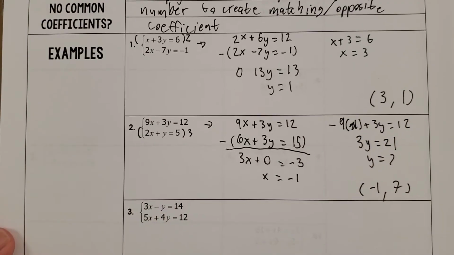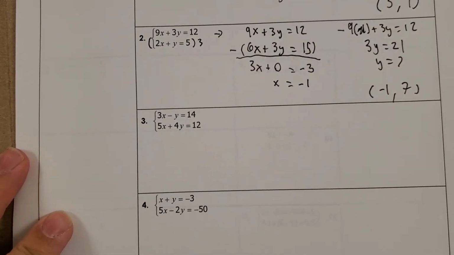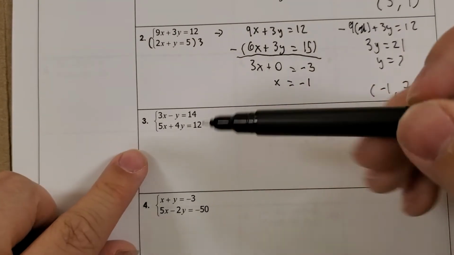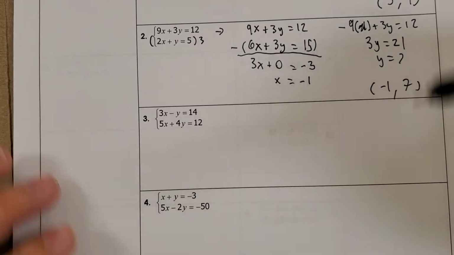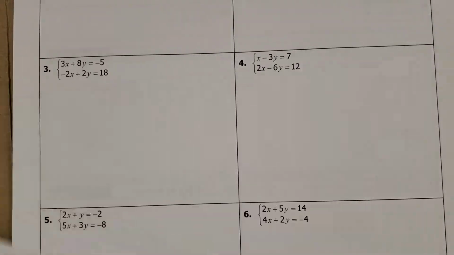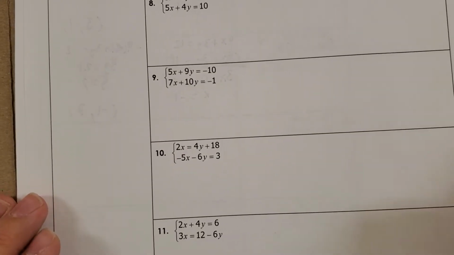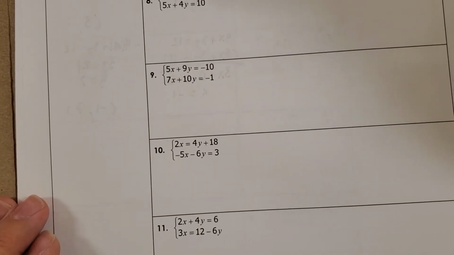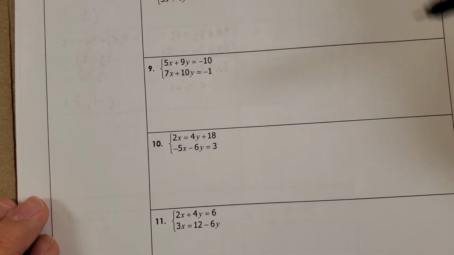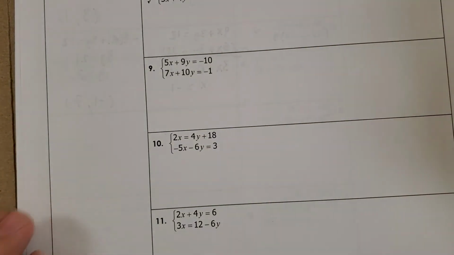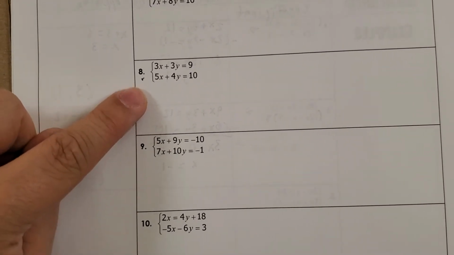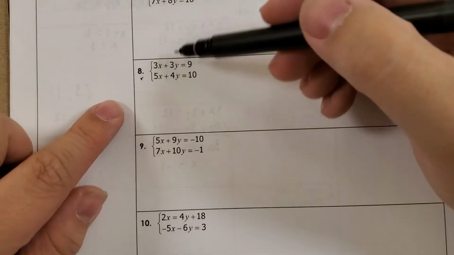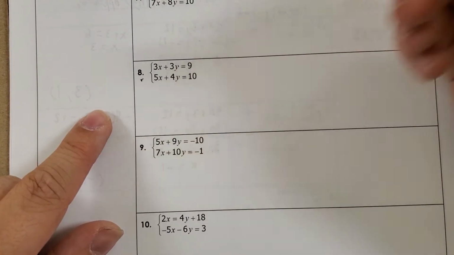One more example here. Let's try and find one where it's not obvious what to do. Let's see, which one looks good? This one right here. Let's look at number 8. In this case, I can't just double or triple this to make this work. It's just not going to work.